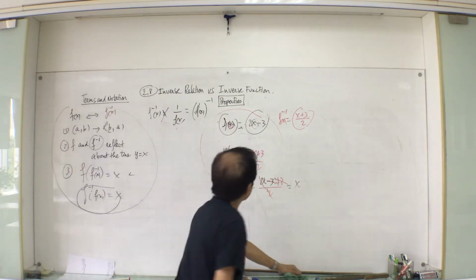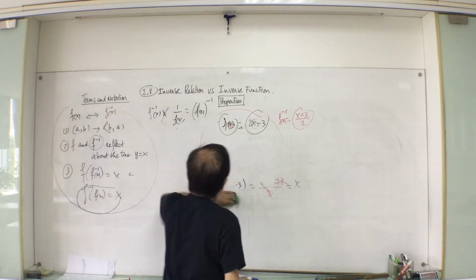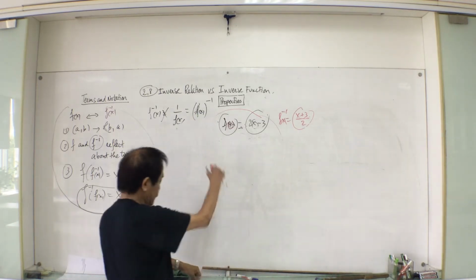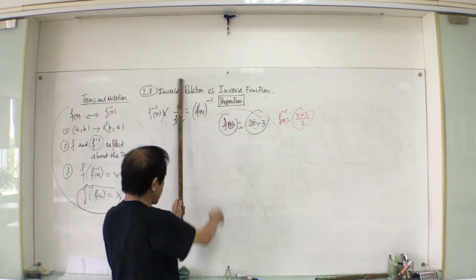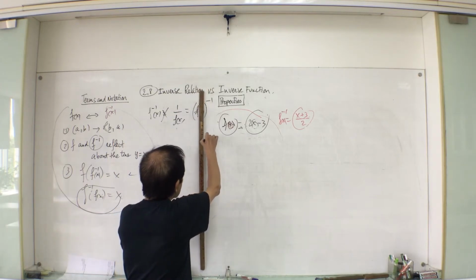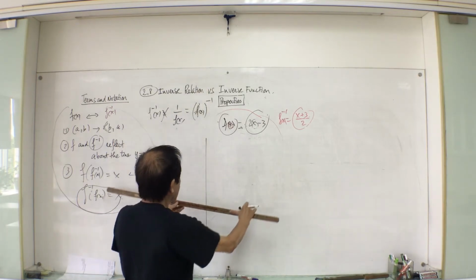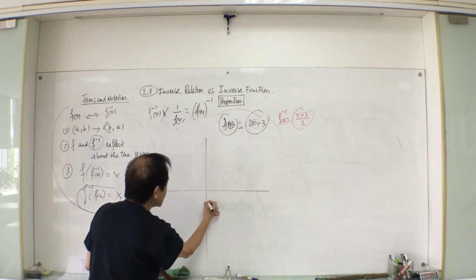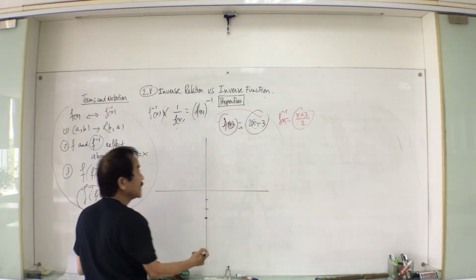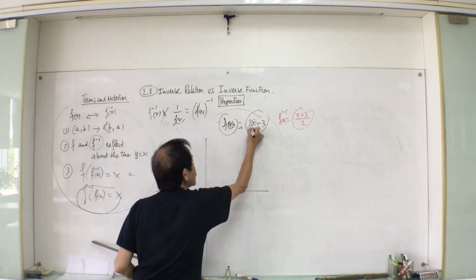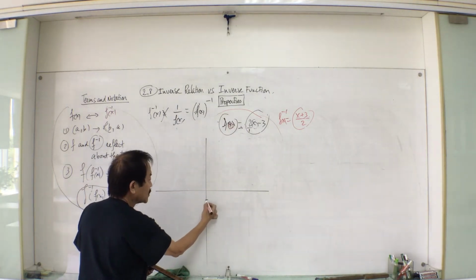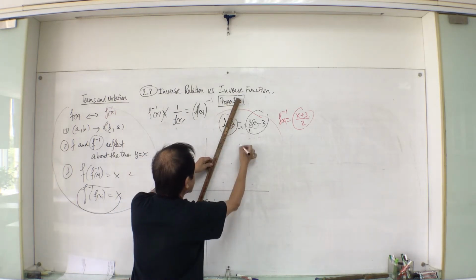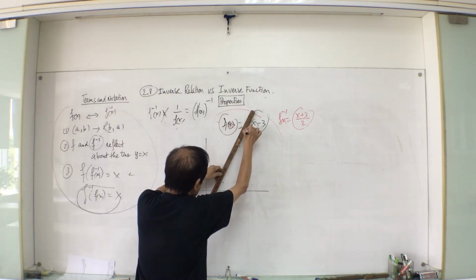To see what happened, let me graph both of them, okay? So we graph f of x equal to 2x minus 3. We start with minus 3 first, 1, 2, 3, minus 3 here. The slope equal 2 means 2 over 1, rise over run. So then you have the graph look like this.